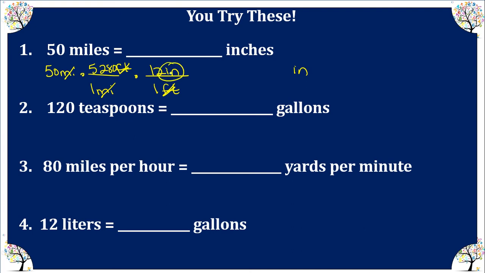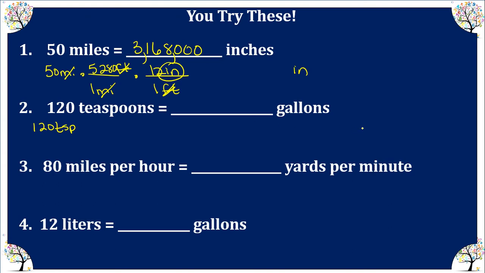Okay, so we're going to multiply straight across and divide by 1. So we have 50 times 5,280 times 12. I'm going to write it first, then I'll read it. So 3,168,000 inches.